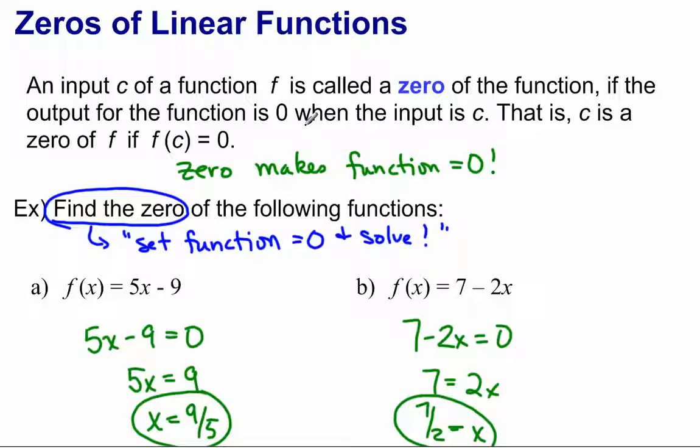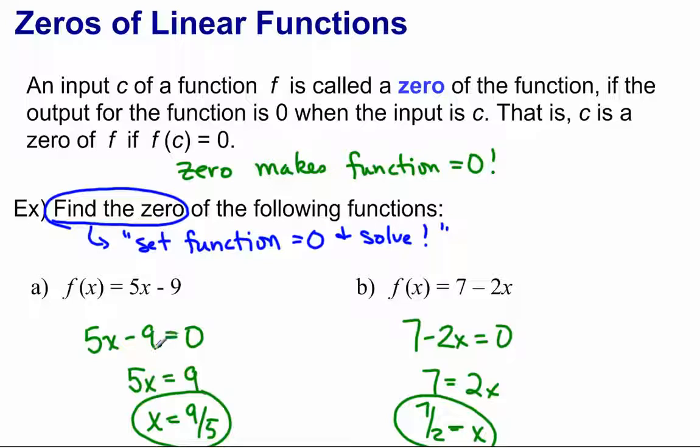Okay, so my zero is really what's going to make my function equal zero. A lot of times students see the directions find the zero, they want to plug a zero in. That's not what it's saying. It's saying what should I plug in so that it's going to equal zero. Okay, so when you see these instructions, find the zero, you want to interpret that. Set my function, whatever the expression or rule is, equal to zero, and then use whatever techniques necessary to solve that equation.